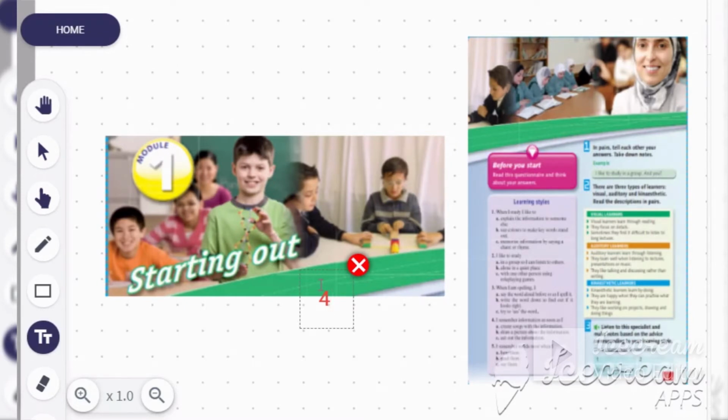Page number 4. The title of our new unit is Starting Out. Starting Out means يبدأ or البداية. The name of our new unit is Starting Out.